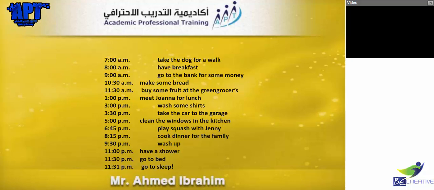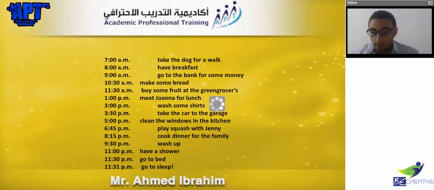At 7, for example, I take the dog for a walk. At 8, I have breakfast. At 9, I go inside. The second paragraph, I want you to write this as your brother's daily routine. Not your daily routine, your brother's. You have 1 minute or 2 minutes to think about it, then you start doing it together. Okay, let's start. Let's start by doing it sentence by sentence.